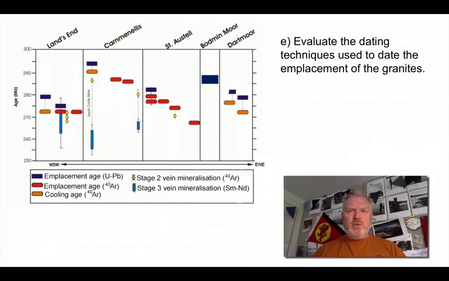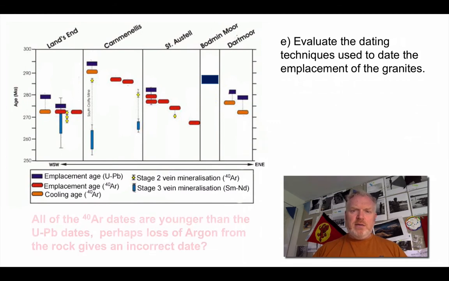The final question then was to evaluate the dating techniques that are used, looking at the emplacement of the granites. And I think there's a really interesting pattern here, because if you look at the potassium-argon dates and compare them to the uranium-lead dates, all of those potassium-argon dates are younger than the uranium-lead.